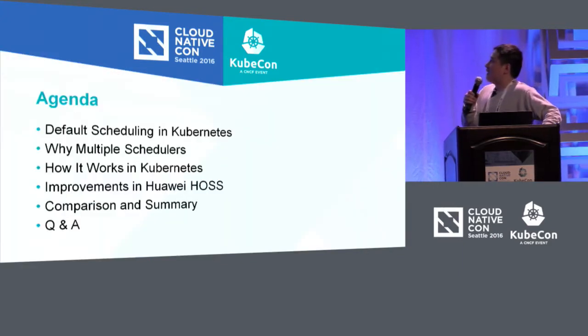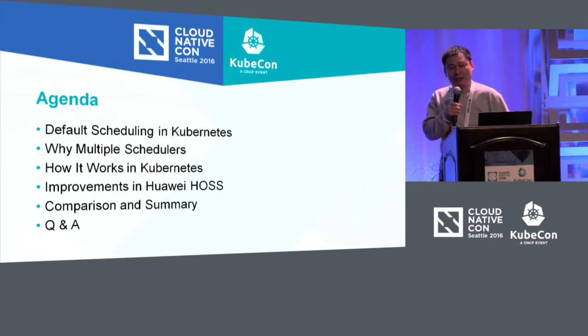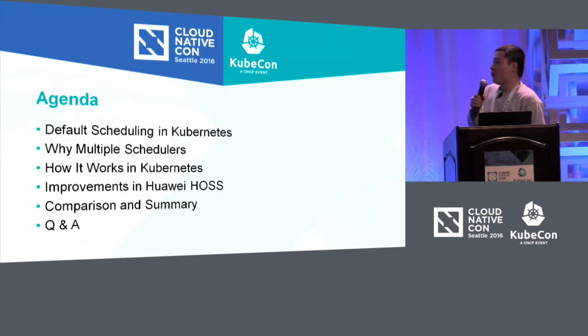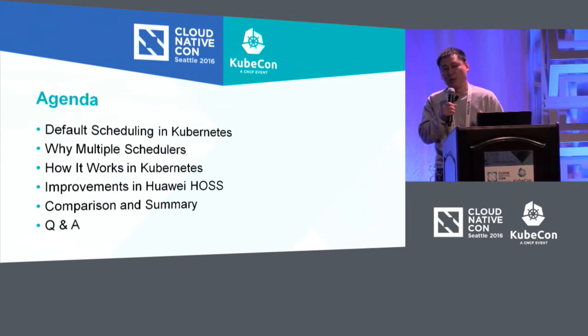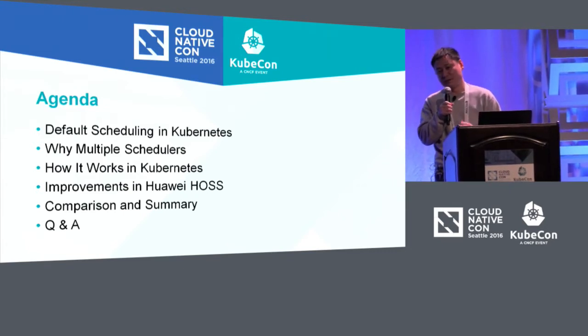So this is today's agenda. First, we will give a quick recap on how the default scheduling works in Kubernetes. In the default case, there is only one scheduler process, the default scheduler. Because we are going to talk about multiple schedulers, it's important to first understand how a single scheduler works in the default case.